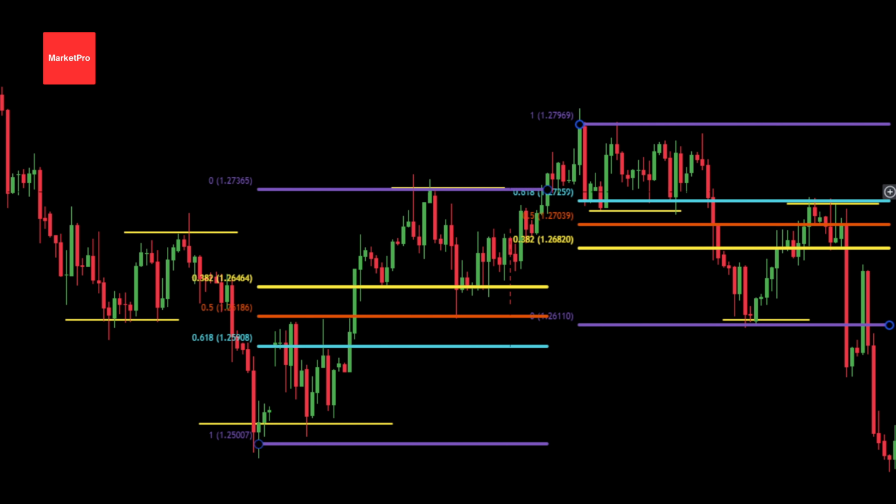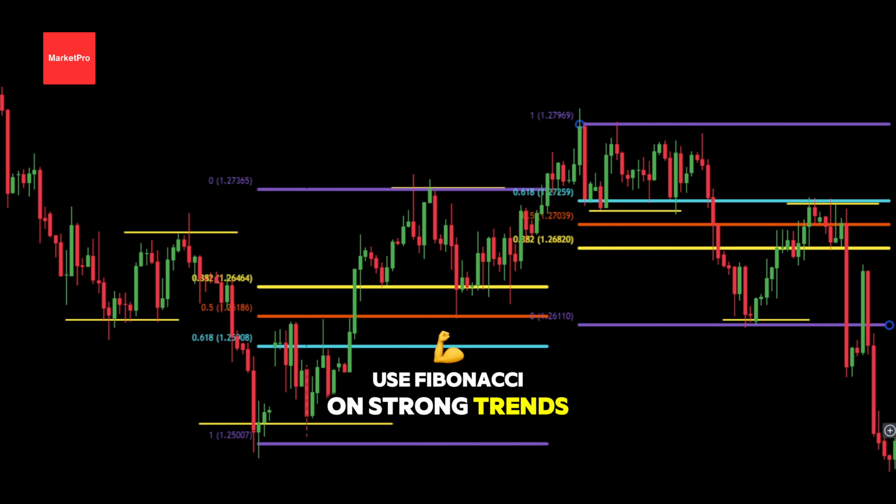Also, it is very, very important: we only use Fibonacci on strong trends. If you use it on weak trends, it won't work as much.